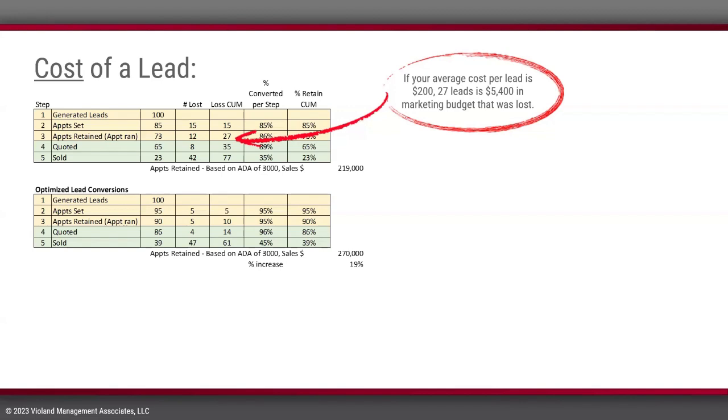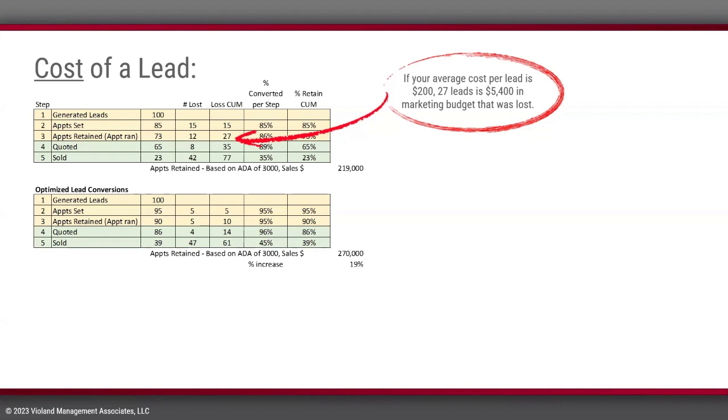And if we pay, let's say, $200 per lead on average, and you should know your number, by the way, on average, how much you pay per lead, then those 27 leads represent $5,400 that we lost out of our marketing budget. So we wasted $5,400 just by not converting those leads and getting in front of that homeowner for the opportunity to sell to them.